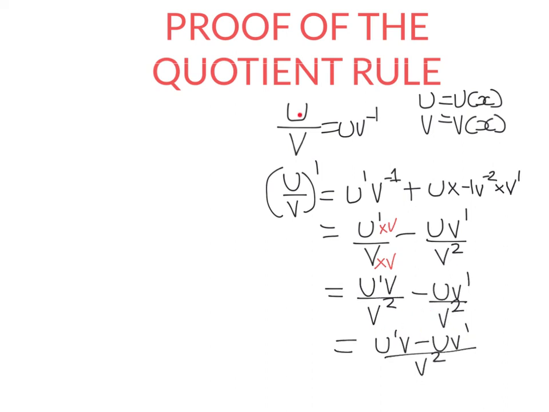If you want to differentiate one function divided by another, it's the derivative of the top times the bottom minus the top times the derivative of the bottom. And what goes on the bottom is the original bottom function squared. That's it. That's the rule.